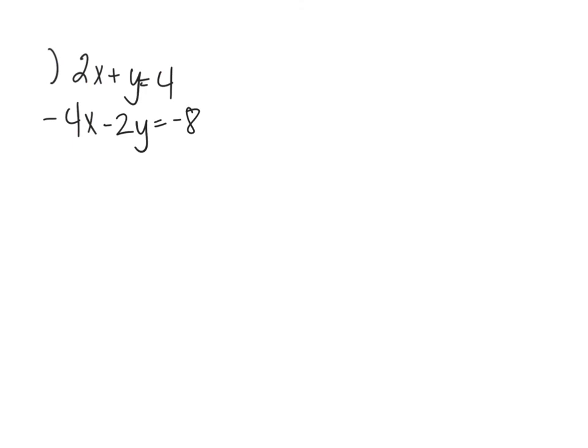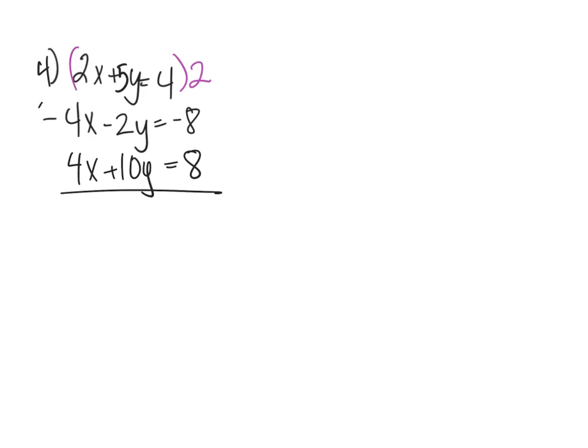Okay, this is number 4. 2x plus, we're going to make that a 5y equals 4. And here I have like 5 and 2. I could make those 10, and 2 and 4 is a little bit easier. I only have to multiply one of the equations. So we're going to multiply the top one by a positive 2 because the 4 is already negative. So we get 4x plus 10y equals positive 8. And when we add those together, the x's cancel, and we get 8y equals 0.